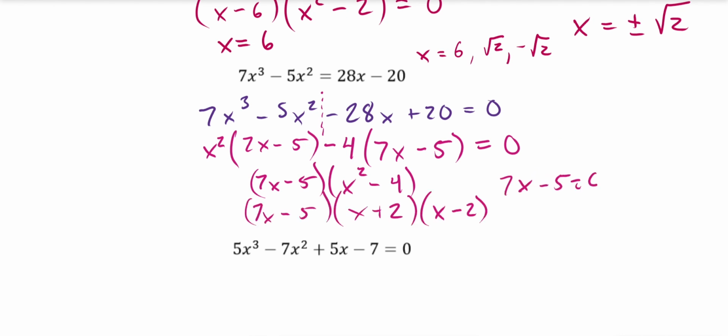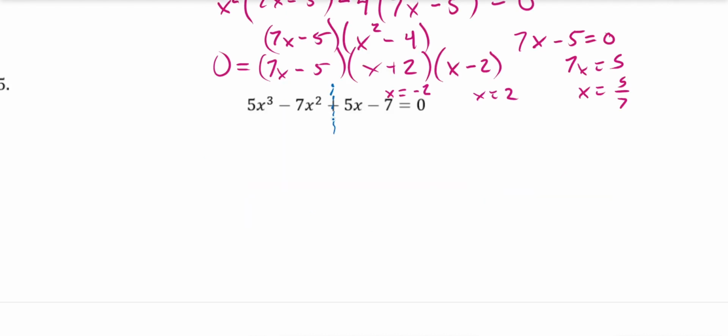7x minus 5 equal to 0, from the zero product property here, would tell me that x was equal to positive 5/7. And from these two solutions, we have x is equal to minus 2 and x is equal to 2, respectively. That gives us our three solutions, and we can have at most three solutions for a cubic.